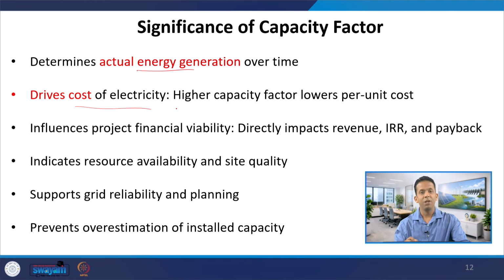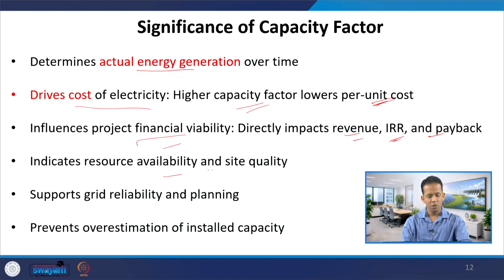It drives the cost of electricity, because if capacity factor is higher, per unit cost would be lower. Once the plant is installed, we have already put in the capital cost. Operational cost won't vary much with changing capacity except for the cost of the fuel, but other costs may be constant. So if we have a higher capacity factor, per unit electricity cost is going to be lower. So it drives the project's financial viability also. It directly affects the revenue, internal rate of return and payback period for the power plant operator or owner.